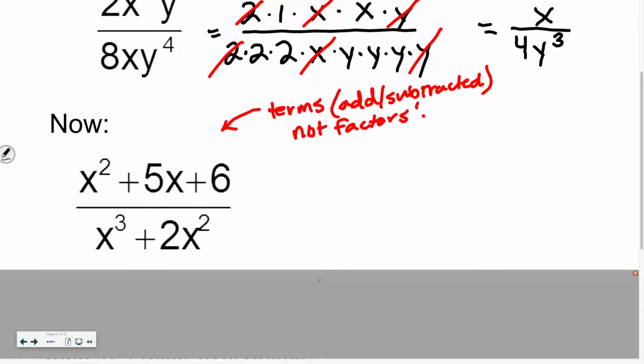If we've got a 1x squared here, this makes for an easy factoring, right? Do you have factors of 6 that add to make 5? 2 and 3. So we'll say x plus 2 and x plus 3.